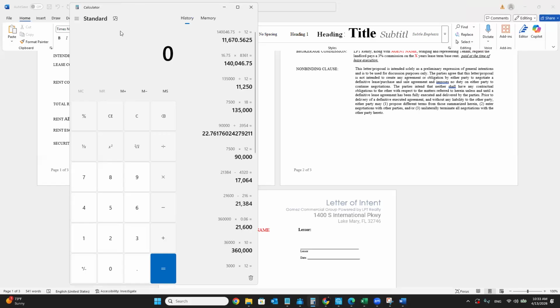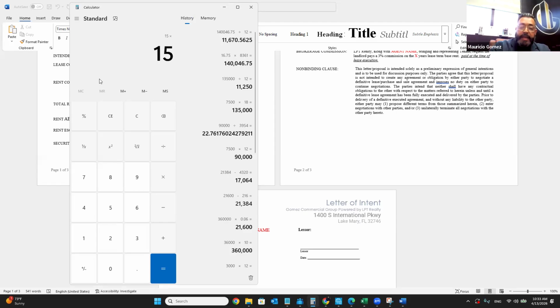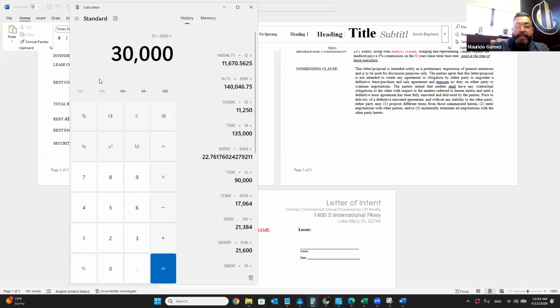Yes. Okay. So let's say the base rent is $15 a square foot, and it's a 2,000 square foot unit. So I take 15 times 2,000, and that gives me 30,000. That is the annual rental amount. In order to get my monthly, I divide by 12, and that gives me 2,500.